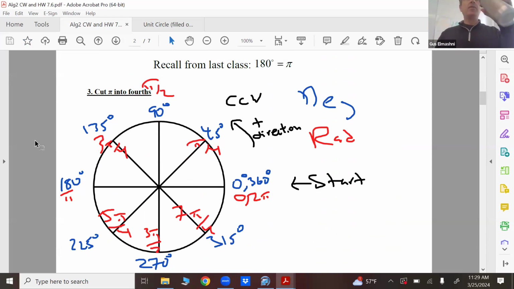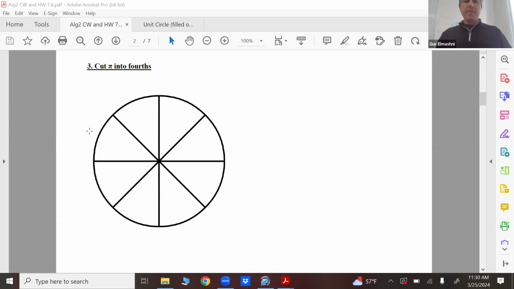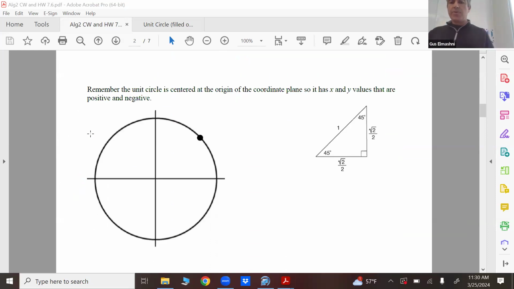What else do you need? 7 pi over 4, because remember, we talked about 45 times 7 gets you 7 pi over 4. And then what's that last one? 2 pi. 0 and 2 pi. Right. Let's keep moving.